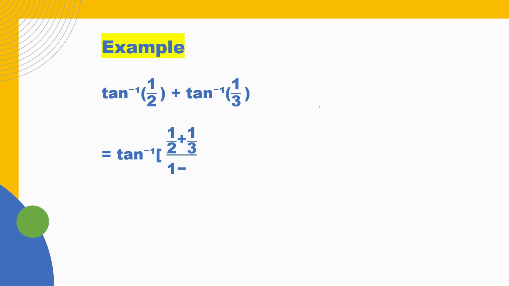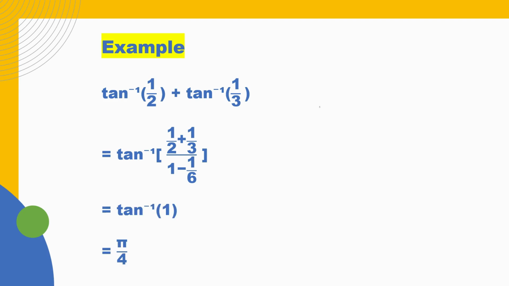Let's test the formula with the help of an example. Here we have to add tan inverse of 1/2 plus tan inverse of 1/3. Since the product is 1/6, which is less than 1, the formula works perfectly. Everything looks easy so far.